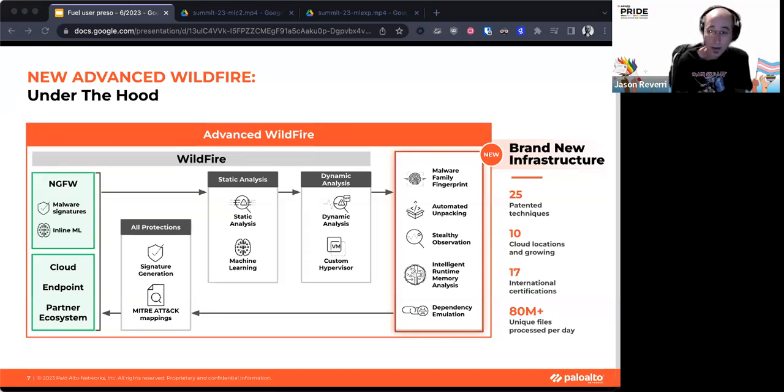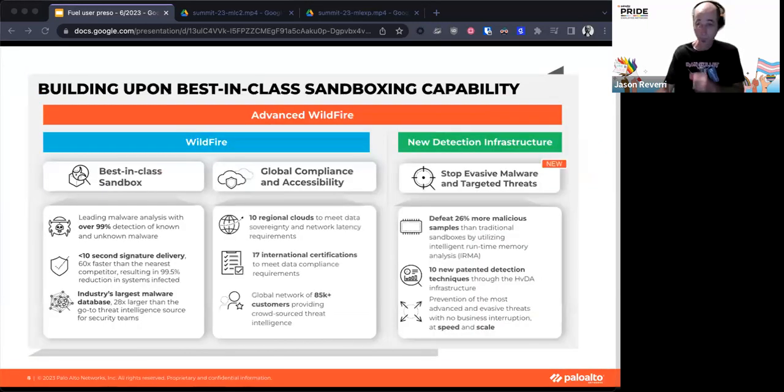The Advanced Wildfire Cloud is deployed in 3 different countries in 10 different locations and has 17 internationally recognizable certifications. So built on over 10 years of innovation, Advanced Wildfire is the industry's largest malware prevention engine. It stops over 99% of known and unknown malware.